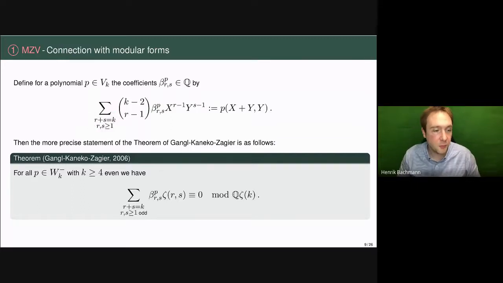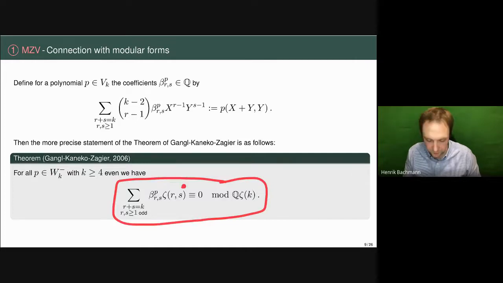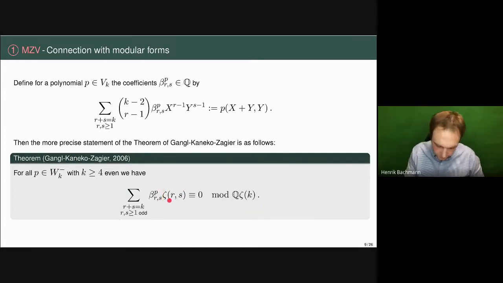And then the more precise version of this theorem of Kaneko-Zagier, where I mentioned that modular forms give relations among double zeta values, can now be stated like this. If I take a period polynomial, meaning I take an element of this space W_K^-, and I use this to create these rational numbers beta, then this relation here holds for these double zeta values, where these r and s are odd.